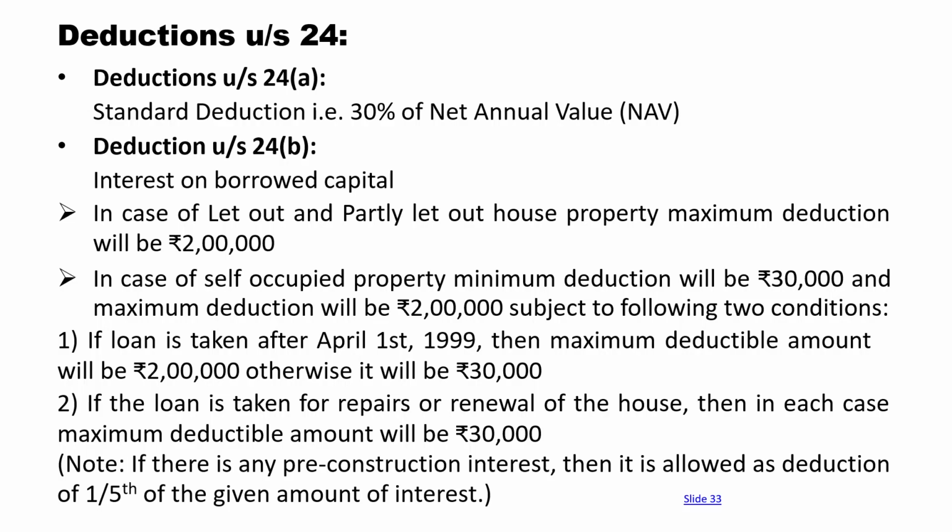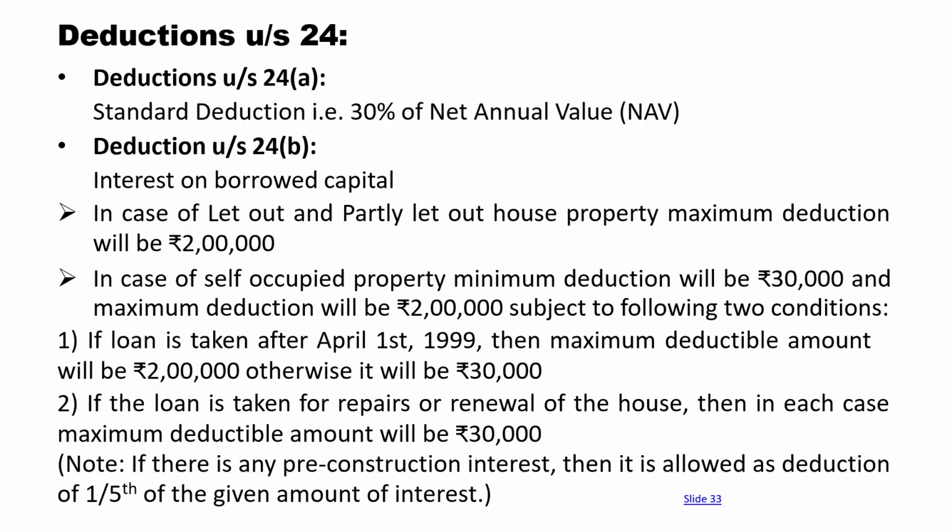So therefore, in case of the let out house property or the partly let out house property, how much deduction do you have to deduct? That is the interest on loan under section 24, and how much is the maximum limit? 2 lakhs is the maximum in case of let out house property or the partly let out house property. Understood? Now most important, what? In case of self-occupied house property, the minimum deduction will be 30,000 and the maximum deduction will be 2 lakhs.